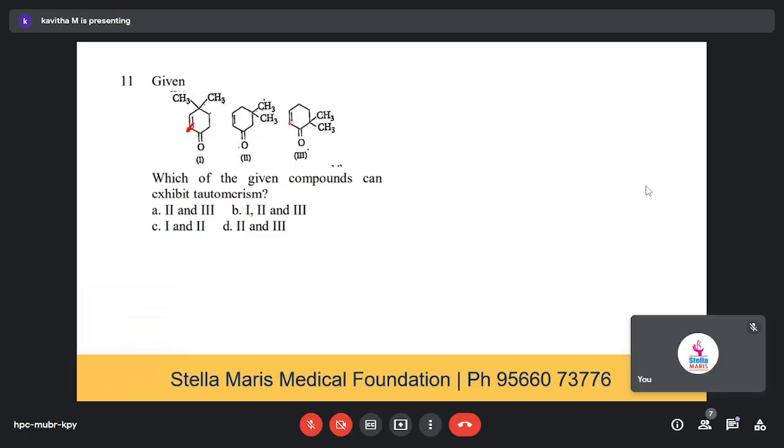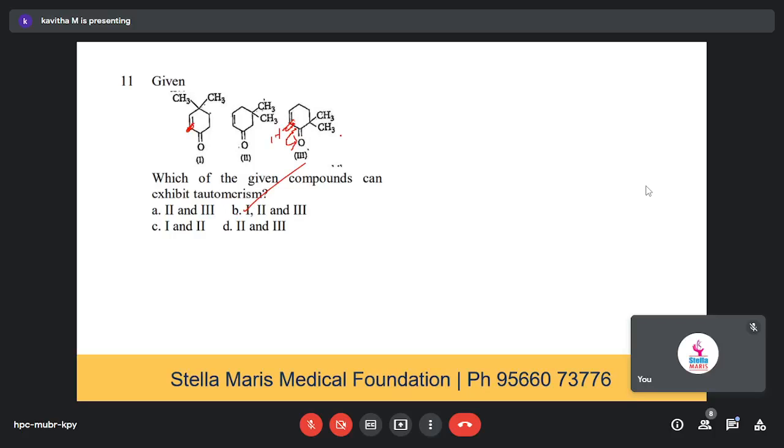Hydrogen from this bond and this bond is shifted, and this O bond is shifted here, so you get the double bond and OH. The same way, all these are having the alpha hydrogen, and there will be tautomerism. So the answer is B for this.